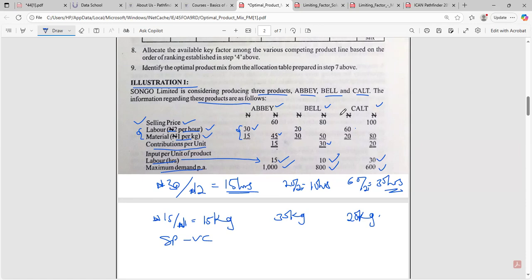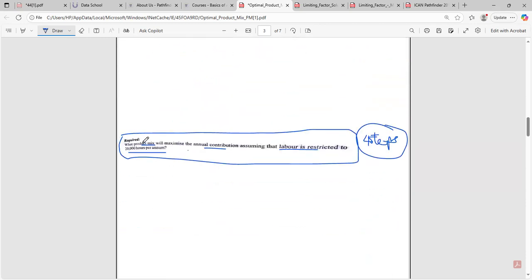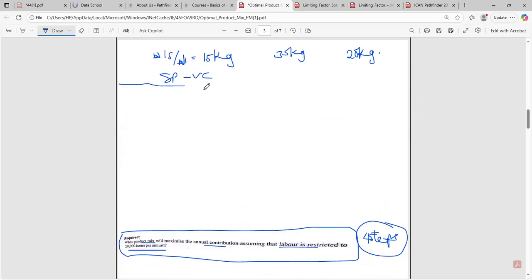Okay, so this is the question. What product mix will maximize the annual contribution, assuming that labor is restricted to 20,000 hours per annum? So let's solve. Solution.